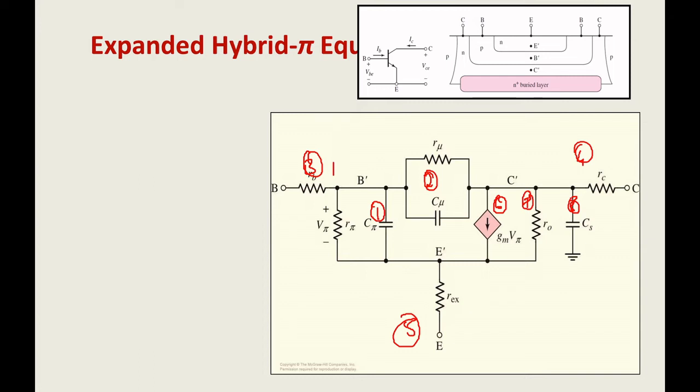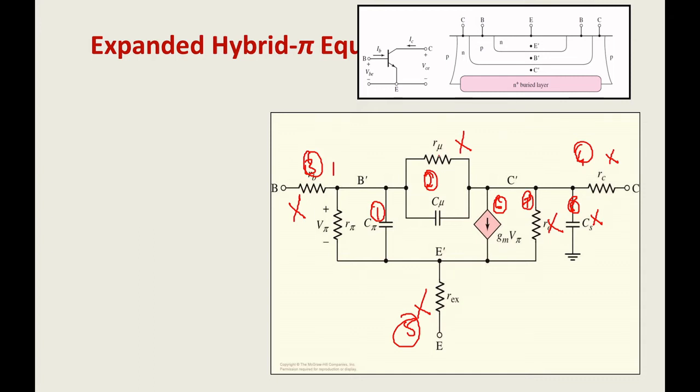From the expanded hybrid pi model, I am going to draw the simplified model. How? I am going to remove this part, this one, this one, and this part. Already I said these values RB, REX, RC are very low, so we need not consider them. All these values will be negligible.